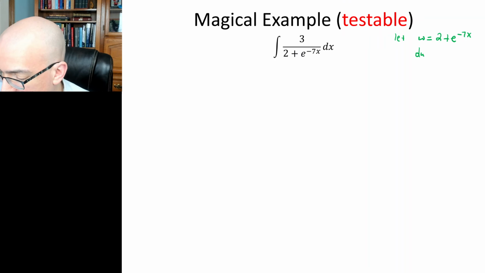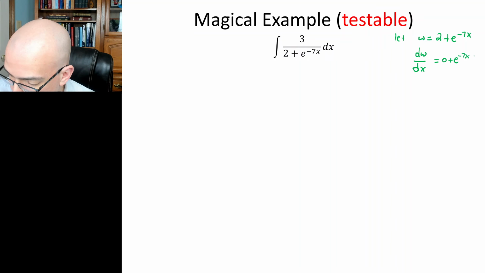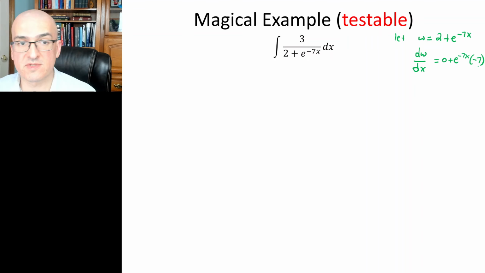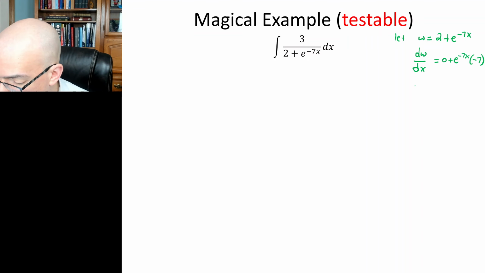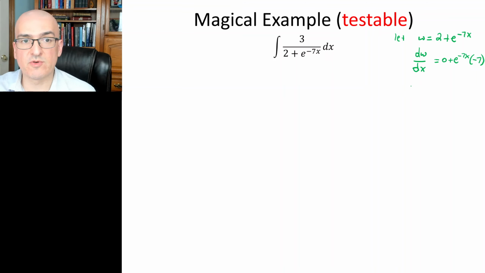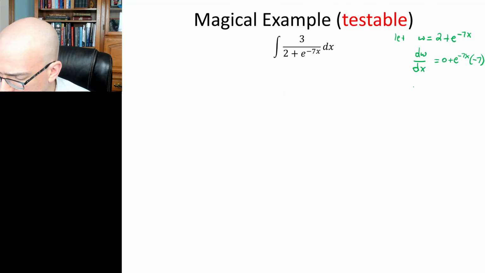So dw by dx is going to be 0 plus e to the negative 7x times negative 7, e to the u times u prime, we already have a w involved. So we rearrange and we get dx is equal to dw over the negative 7 e to the negative 7x.